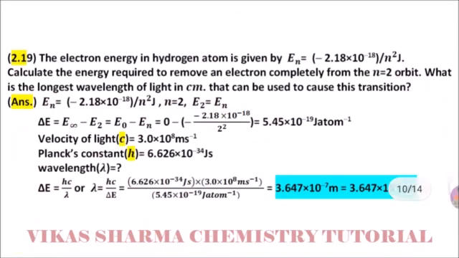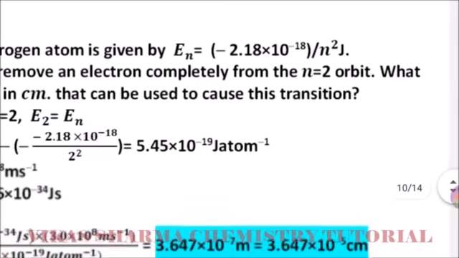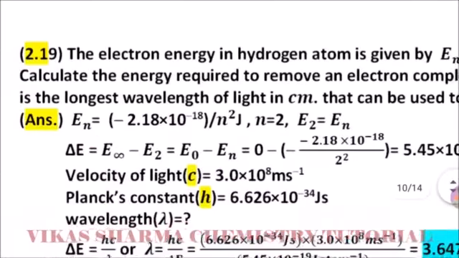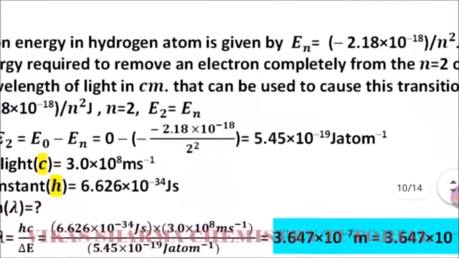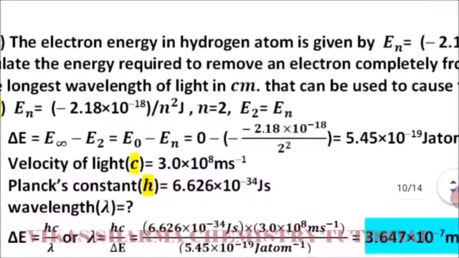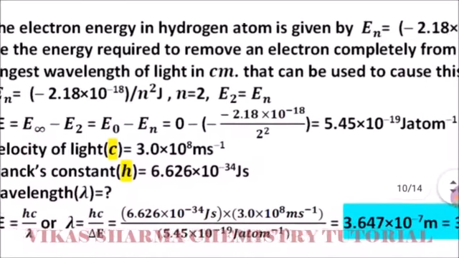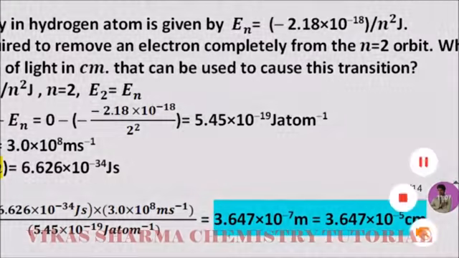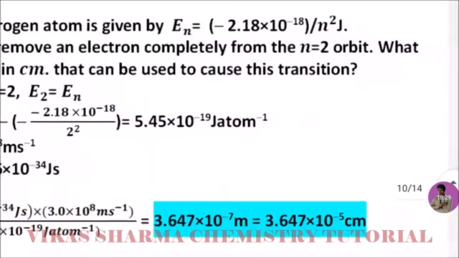The question is, the electron energy in hydrogen atom is given by En is equal to minus 2.18 × 10^-18 divided by n square joule. Calculate the energy required to remove an electron completely from the n equal to 2 orbit. What is the longest wavelength of light in centimeter that can be used to cause this transition?